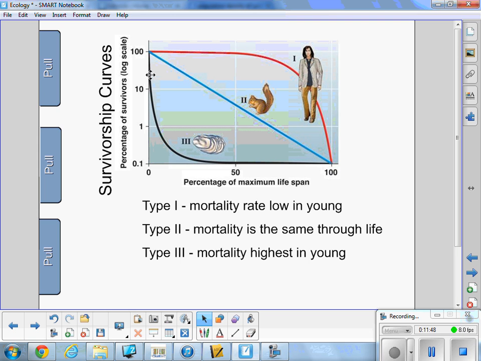And so individuals with type 3 mortality are going to have many, many offspring because they do not have a very high survivorship early on in life. Whereas with humans and other large mammals, we don't have a high mortality rate, and so we put a lot of time and effort and energy into our young ones, and then they go off and be adults on their own.